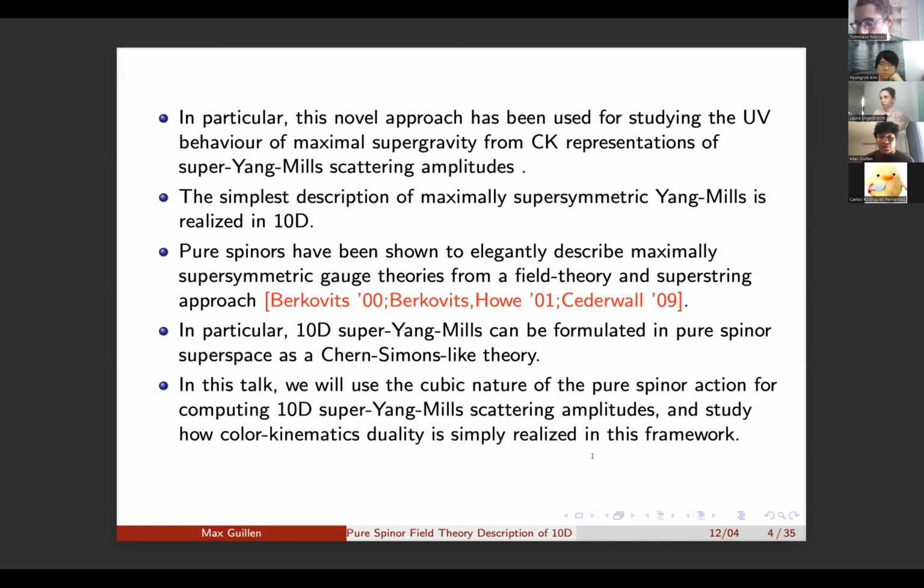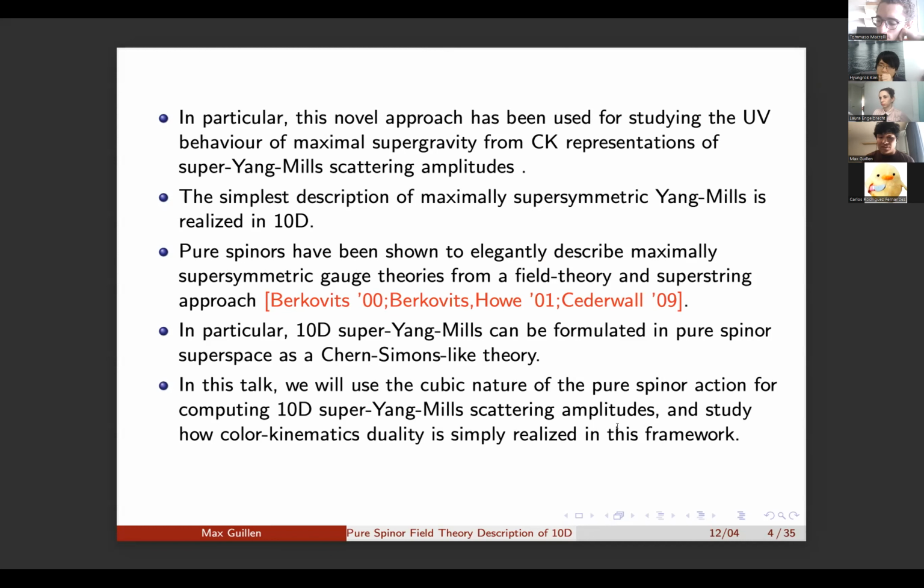Good. So it turns out that one can show that this N=4, D=4 super Yang-Mills theory can be formulated in a simple way in 10 dimensions. Okay, in 10 dimensions there is just one supersymmetry, and the action is very simple. Also, it was shown that pure spinors can elegantly describe maximally supersymmetric theories from a field theory and superstring approach. This was done by Berkovits in 2000 and also by Cederwall in 2009.